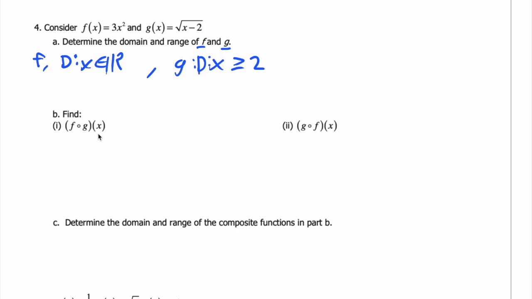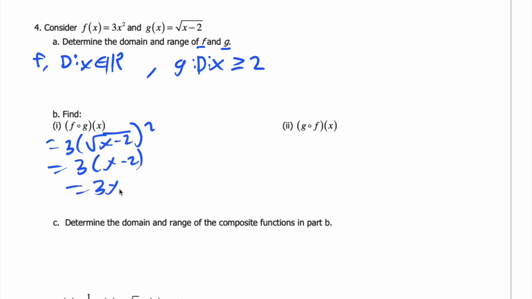f of g of x. So f of g of x, you take g of x and substitute in. So it's 3 times root x minus 2 squared. And you might think that sort of cancels out and you get 3x minus 6. But you gotta remember, you're substituting values of x into g first and then f. So even though it's 3x minus 6, you still have a domain of x greater than or equal to 2. Okay, so it takes this domain right here.